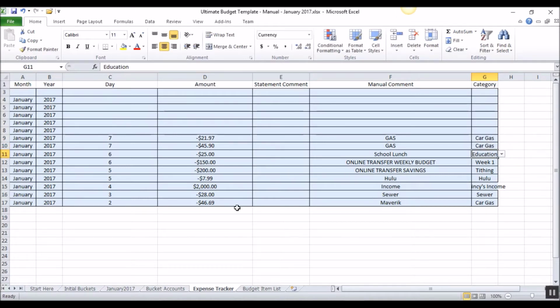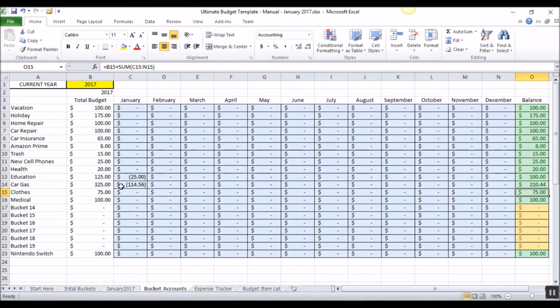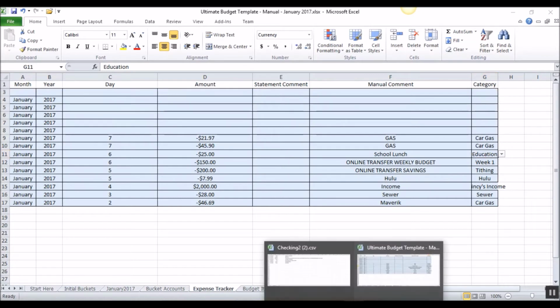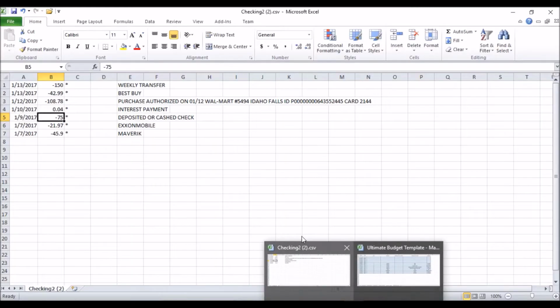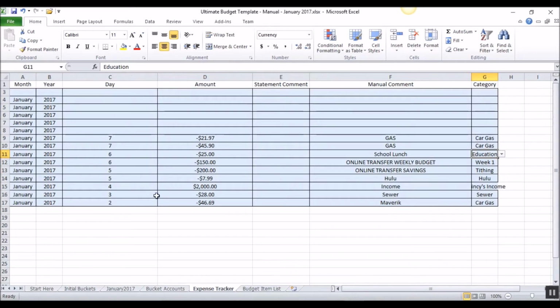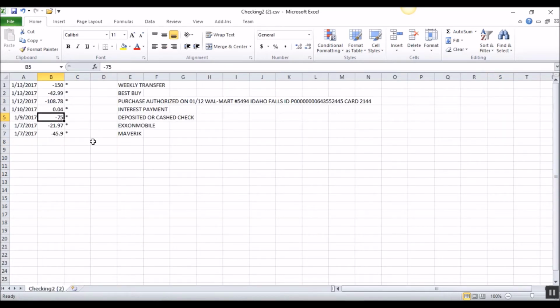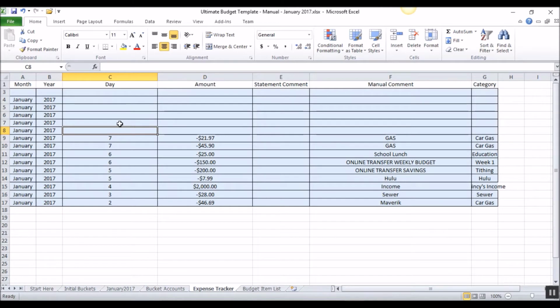Perfect. So I've got those two in, and if we jump over to our bucket accounts, you'll see that those transactions came through against the month, and we're now having a bucket amount of $210.44 left over after adding those in. So jumping back, we'll go to the next one, a deposited or cashed check. Now, because it's a negative amount, I know it was not deposited, sadly. It is cashed, so I need to go in and enter this in. This is actually for my daughter. I'm going to put it against, and that was on the 9th, I'm going to put it against our education budget for the kids.